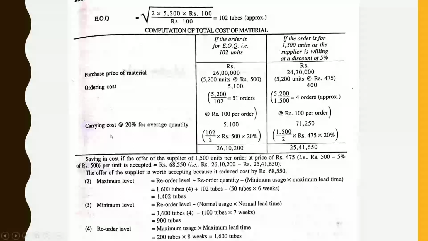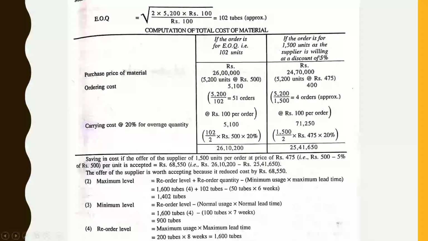Now carrying cost. That means average carrying cost per unit per annum. Or average carrying cost, not per unit per annum. Per unit per annum is for EOQ. So average carrying cost. So average means half of quantity. So at EOQ total quantity is how much? 102, half of this. So 102 divided by 2 into cost is how much? 500 into 20%.